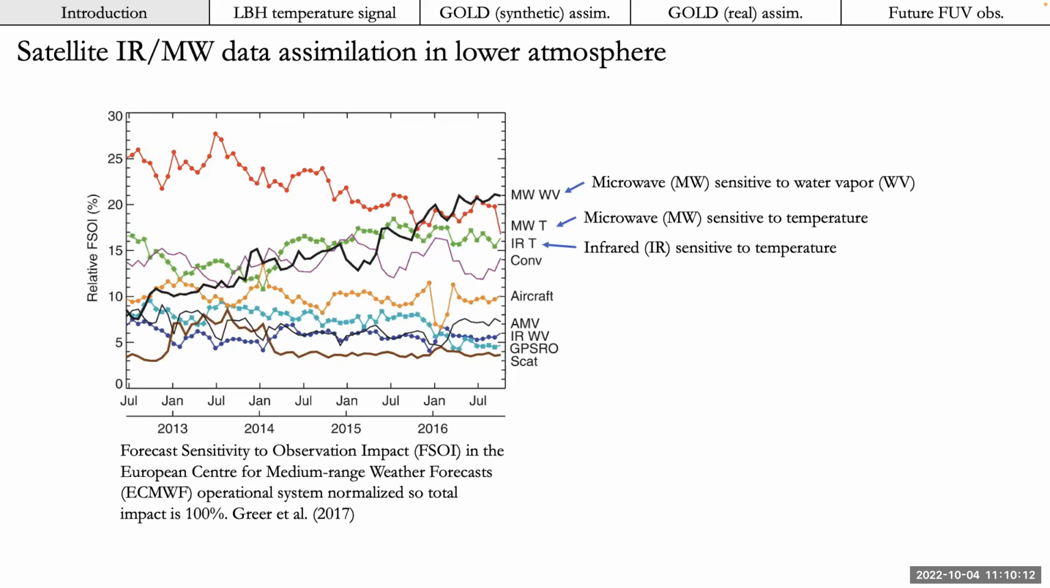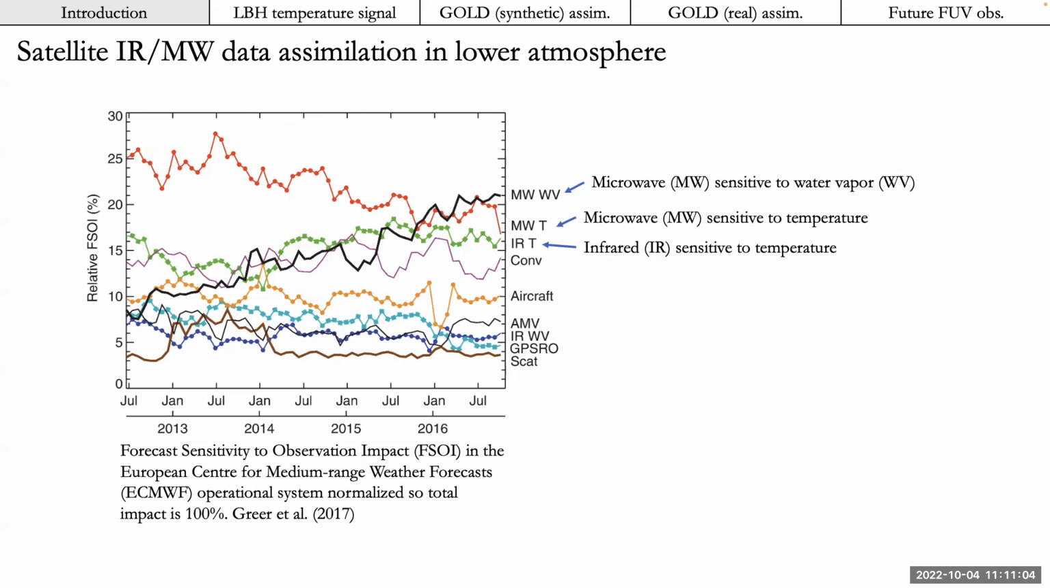Also on this plot, there's conventional data like dropsondes, radiosondes, and many other data sources. There's also aircraft data, IR water vapor, GPS radio occultation, as well as scatterometer data. A major reason that the IR and microwave observations have the largest impact is that they have the much greater spatial temporal coverage that I've already mentioned, including over oceans, compared to the other techniques. And they're also able to probe many different altitudes, which adds a much greater capability. For a long time, it was the temperature measurements from these 2 sources that were the most impactful.